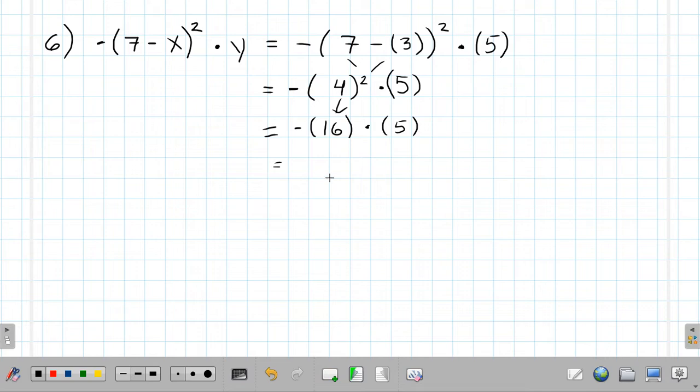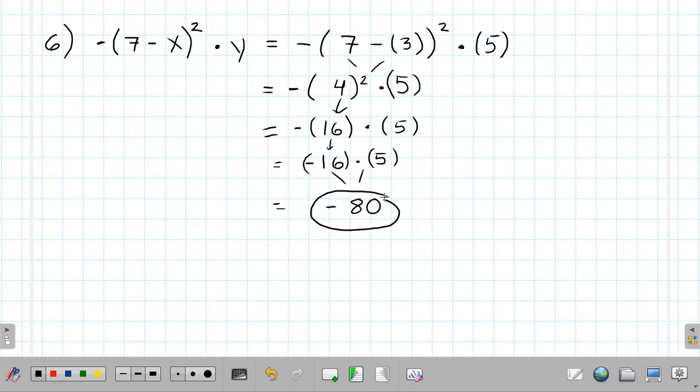And then we have the same issue we've had before. We have a negative out here kind of by itself, so we need to know how to deal with that. In this case, we have a negative of the 16. Okay, so a negative, or the opposite of a positive 16, is a negative 16. And then lastly, we have negative 16 times 5, which gives us negative 80.